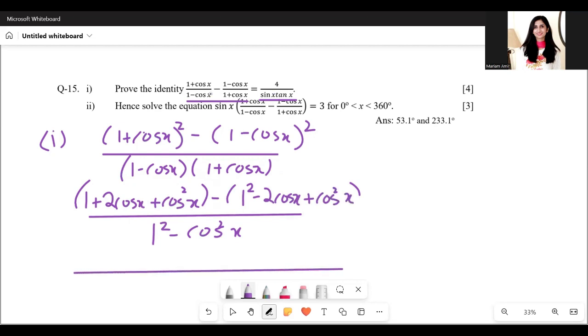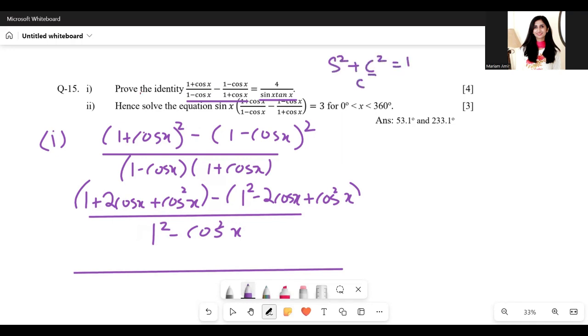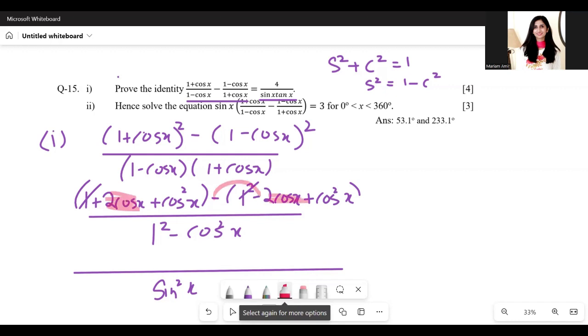Now the denominator would become sine squared theta. From the identity, sine squared plus cos squared is equal to 1, so 1 minus cos squared is actually sine squared. So the denominator becomes sine squared x. And in the numerator, these ones get cancelled and cos squared x minus cos squared x get cancelled. And this becomes 2 cos x, and minus minus becomes plus 2 cos x. So we have 4 cos x in the numerator.